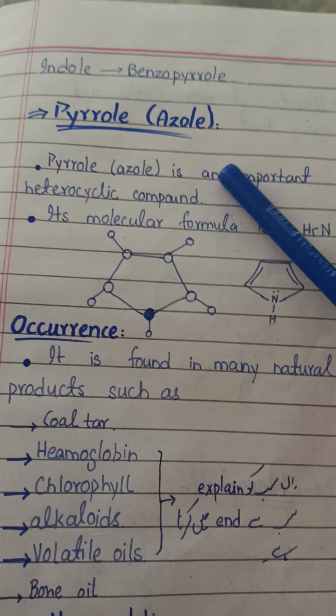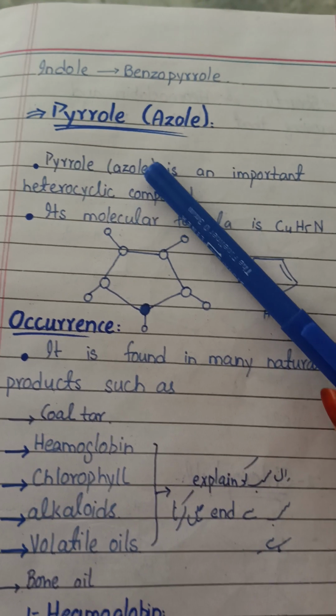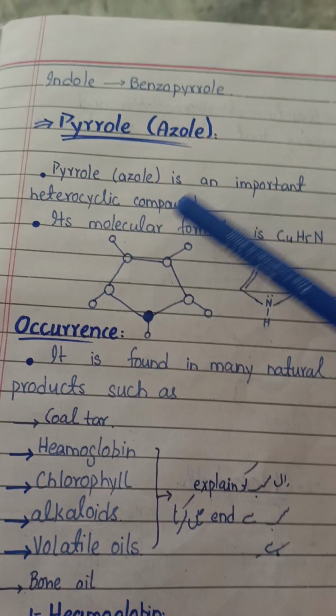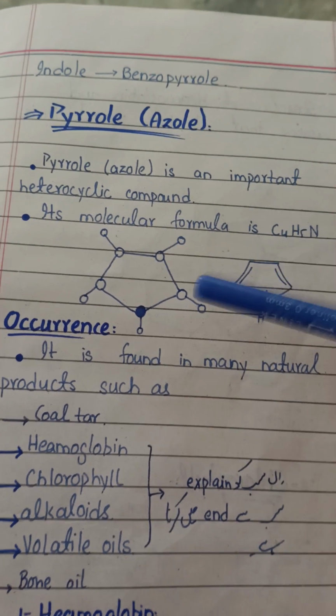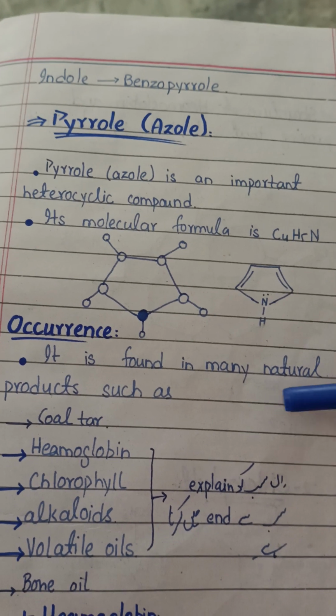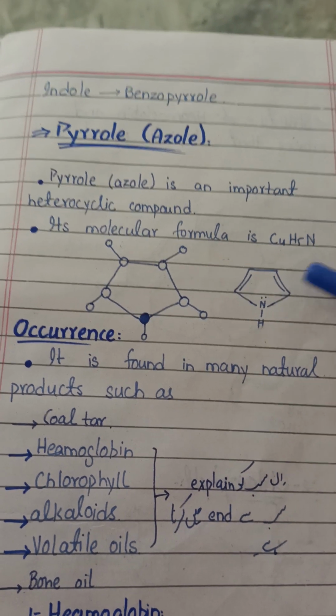Now we have to study pyrrole. The IUPAC name of pyrrole is azole, and it is an important heterocyclic compound. Then you write its molecular formula, which is C4H5N. Then you can draw its structure as well.